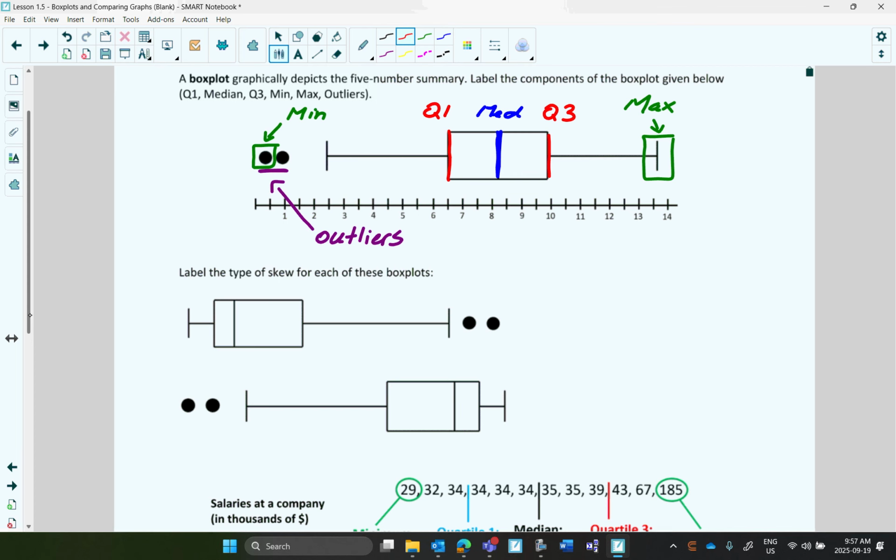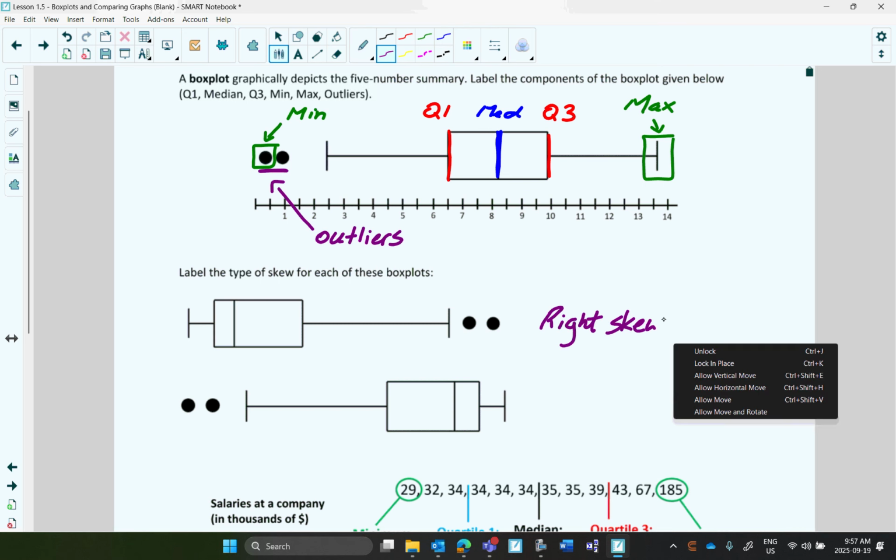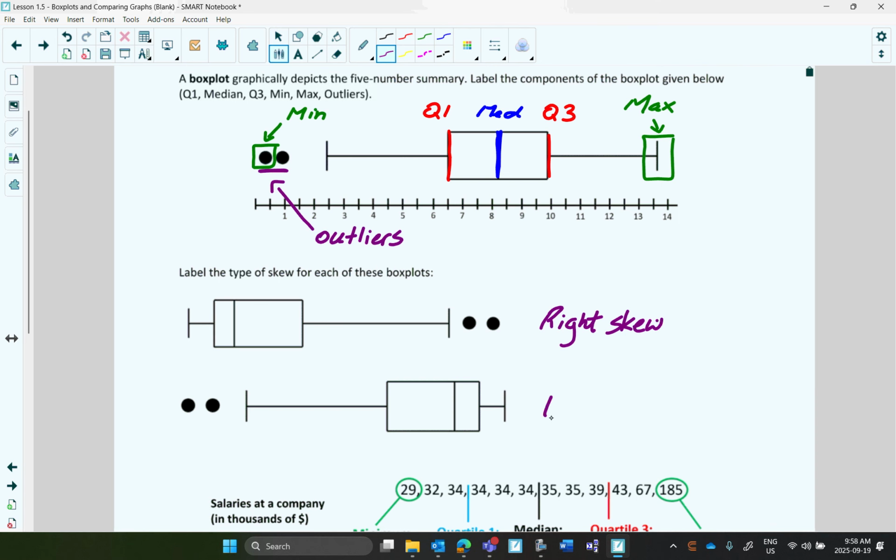Okay? These ones are a little bit more obvious. What would this one be? The shape, right skew, definitely. A solid right skew. Similarly, this one would be a solid left skew.